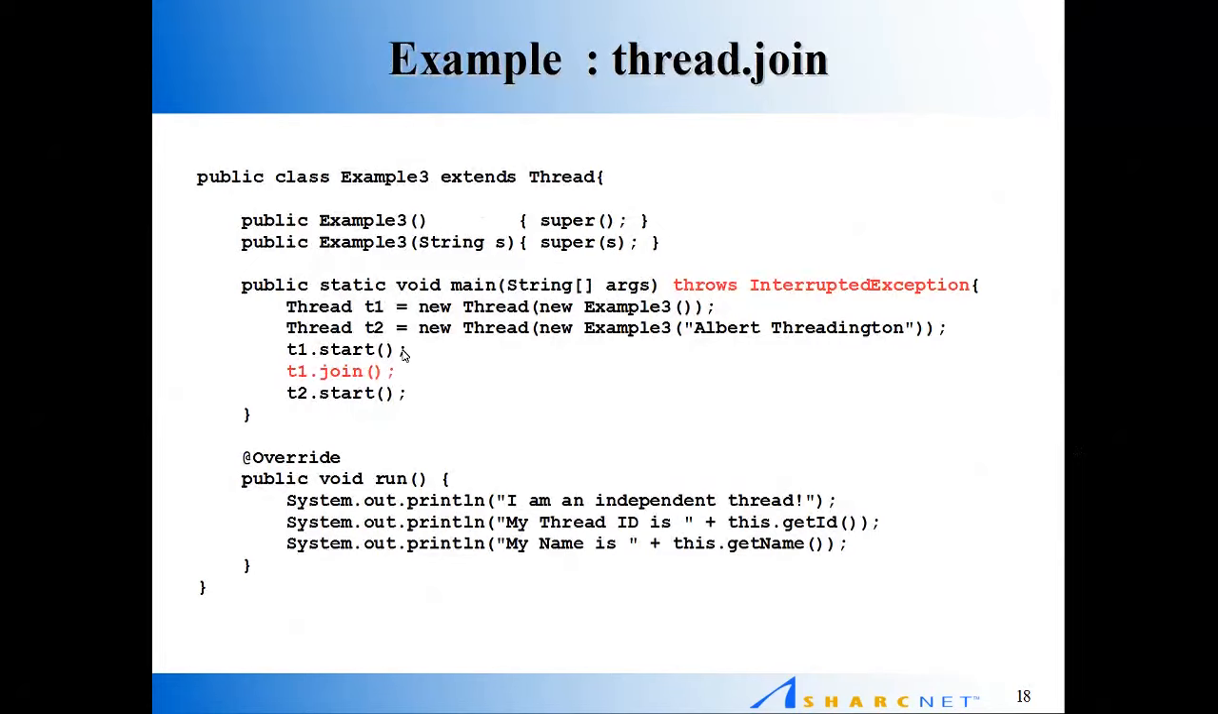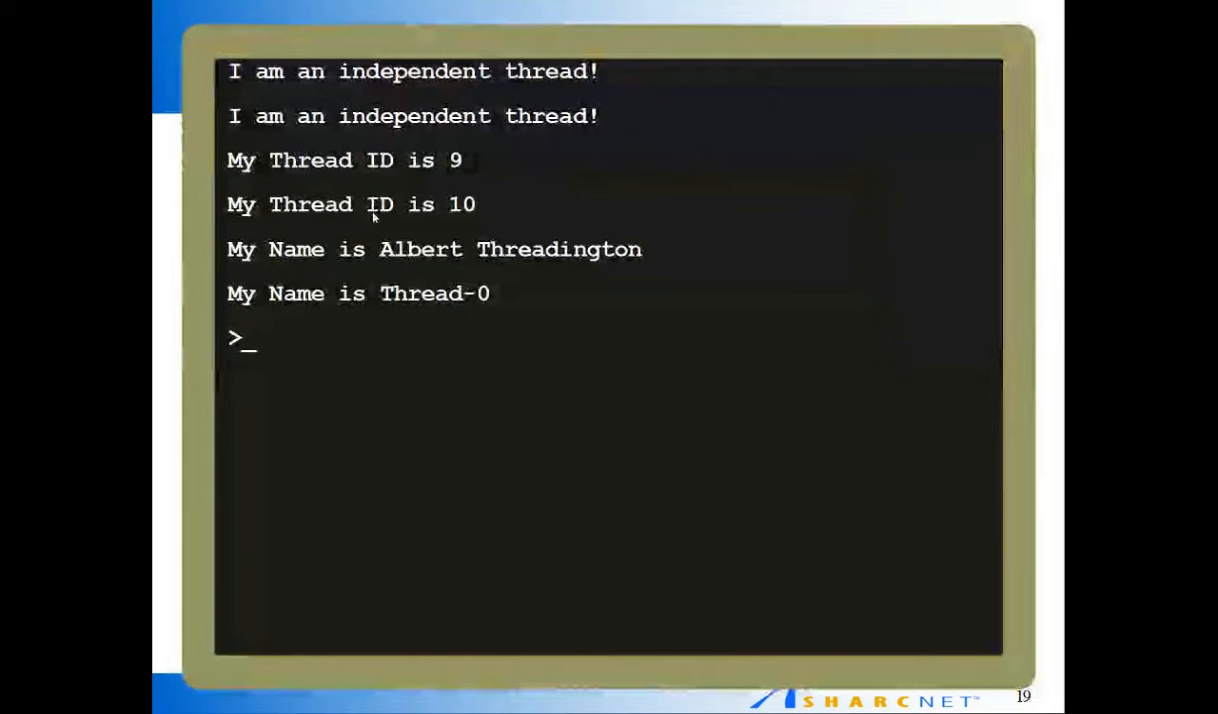So we have added, right here, highlighted in red, t1.join. Now main is the thread calling the join on thread 1. It's an important distinction. So main will wait until thread 1 is done before starting thread 2, giving us the resulting output that you'll get the ID and then the name of one thread before the ID and the name of the second thread, because main is waiting before starting the second thread.